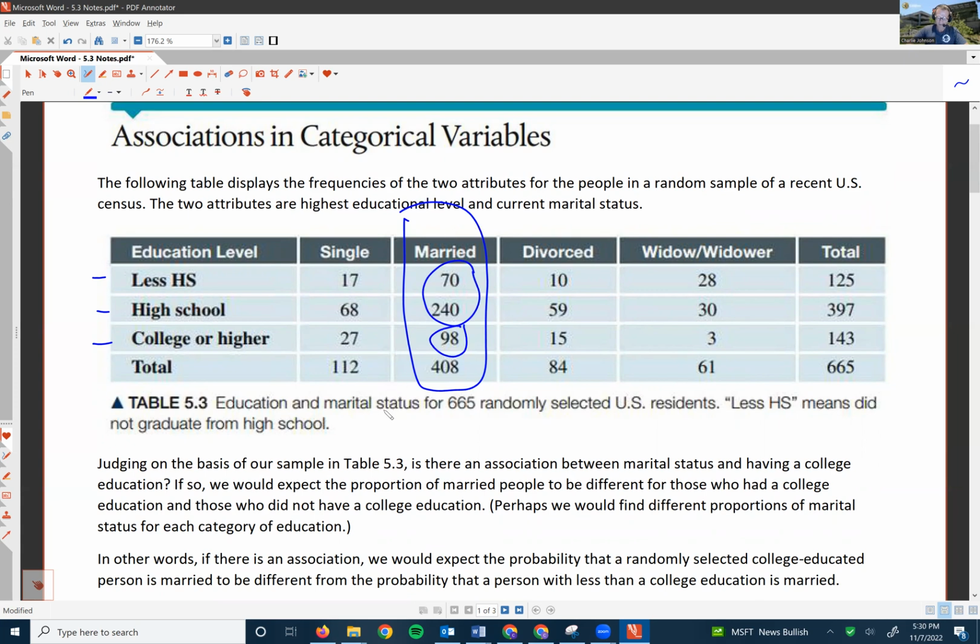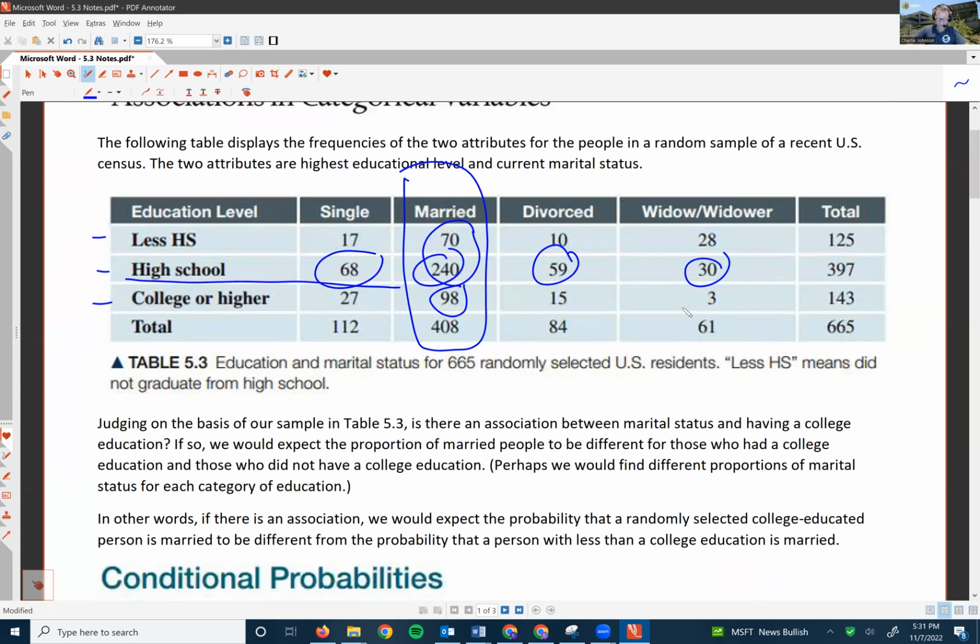Perhaps we could find different proportions of marital status for each category of education. So then we could look at each level of education to see if the proportions are different for each marriage status. In other words, if there is an association, we would expect the probability that a randomly selected college-educated person is married to be different from the probability the person with less than a college education is married.